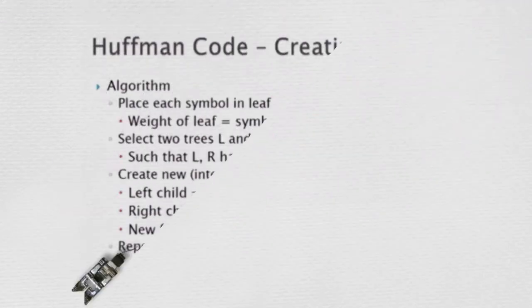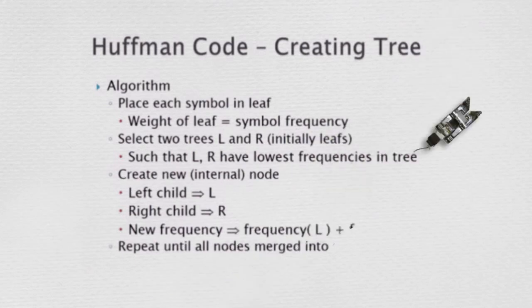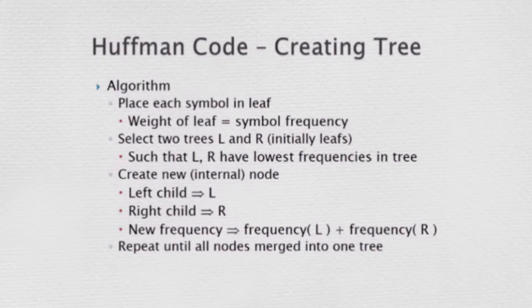Now let us go to the algorithm to create a tree. First, place each symbol in a leaf. Then the weight of the leaf will become equal to the symbol frequency. Then select two trees, let us say L and R, such that both have the lowest frequency among the trees. Now create a new node which will have L and R as left side and right side respectively. Then the frequency of the new node will be equal to the sum of the frequencies of L and R. Repeat until all nodes merge into one tree. Thus a tree is created.